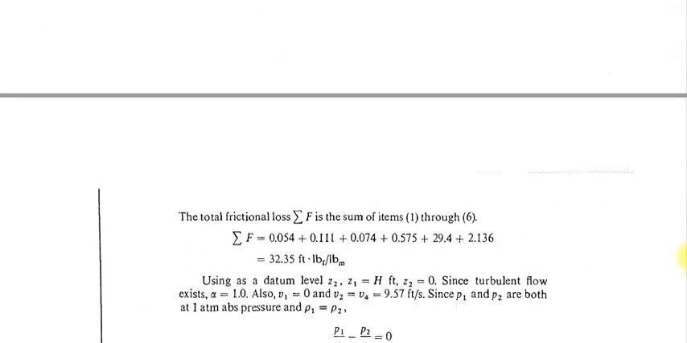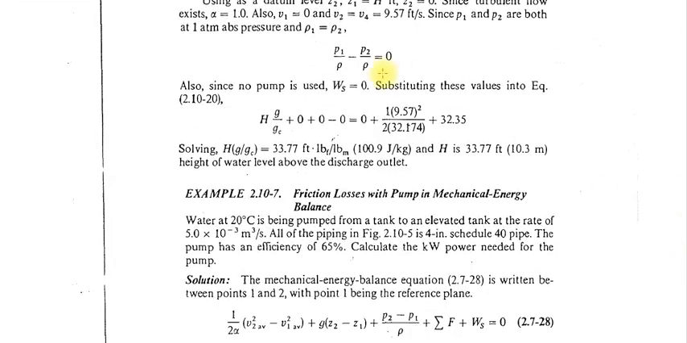I already discussed this with you before. Ws equal to 0 because there is no pump. V1 equal to 0. Why? Because V1 is given as 0. Why is V1 0? Because the size of the tank is significantly large. So you can assume V1 is 0.